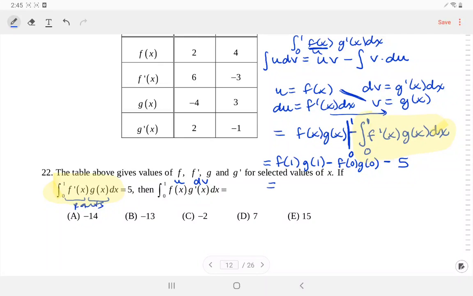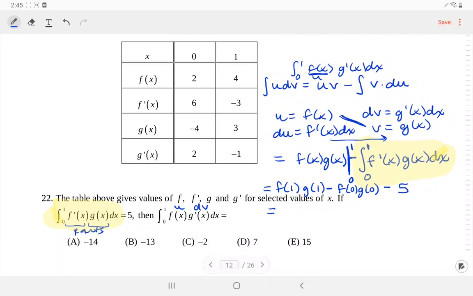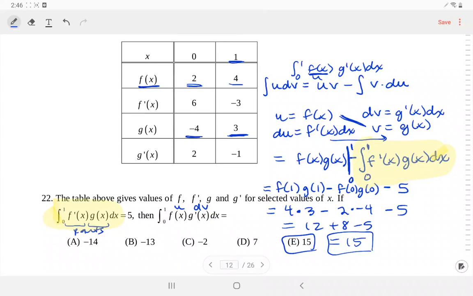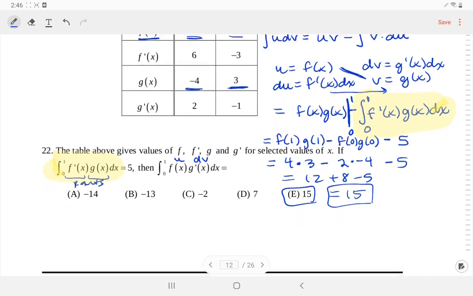Okay, and then f of 1 according to the graph, or the table, f of 1 is equal to 4. G of 1 is equal to 3. F of 0 is equal to 2. And g of 0 is equal to negative 4. Minus 5. So 12 plus 8 minus 5 is 15. Answer E. And let's see, Mr. Calculus also got E. So good. Good. Okay.